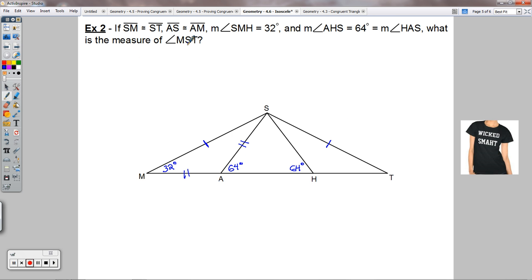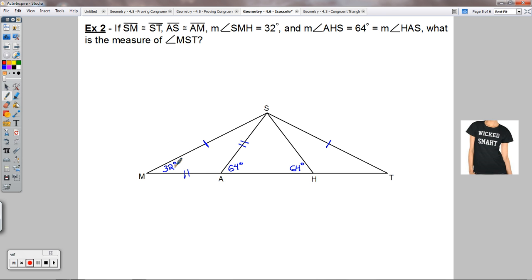So what is the measure of angle MST? So this big top angle here with the big triangle, the big outside triangle. So how can we figure this out? So I'm going to now get out my different color. I would recommend doing the same thing. I think that's a good idea here.